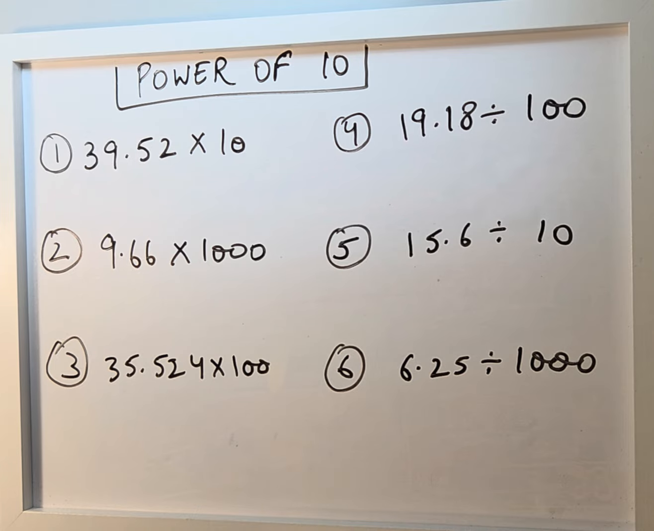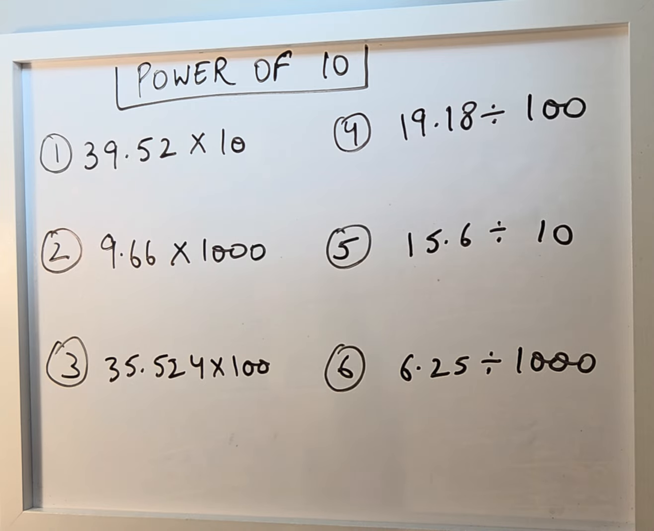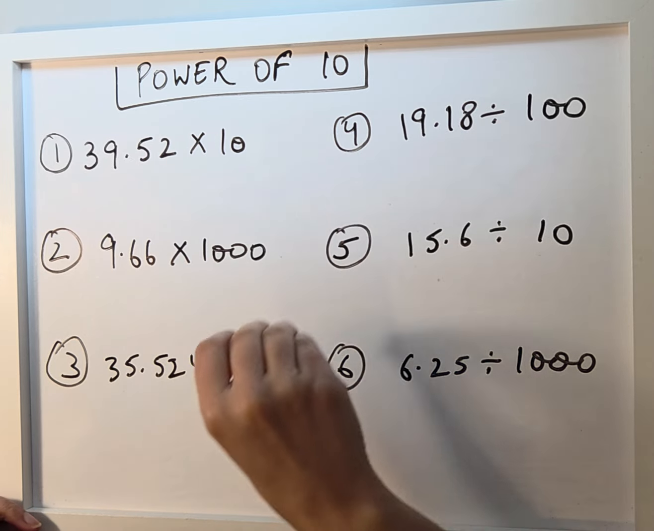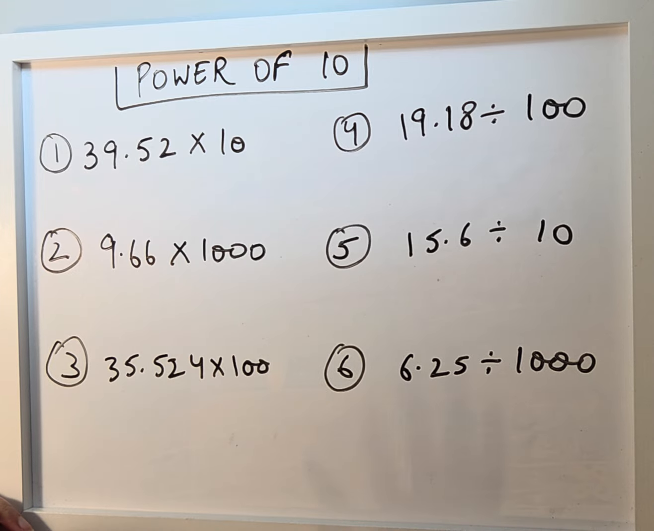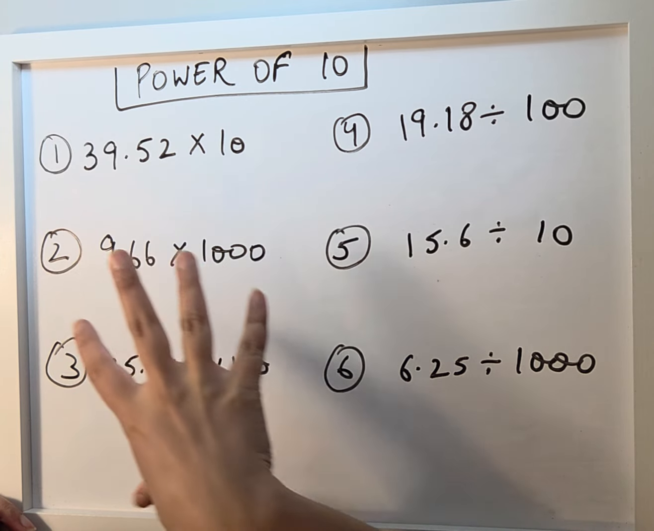Hi everyone. So today we'll be seeing how the number or the decimal gets affected by multiplying or dividing by different powers of 10. Always remember, when we are multiplying or dividing by tens, we directly move the decimal point to the left or right.